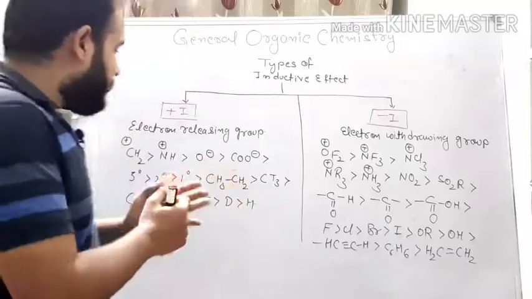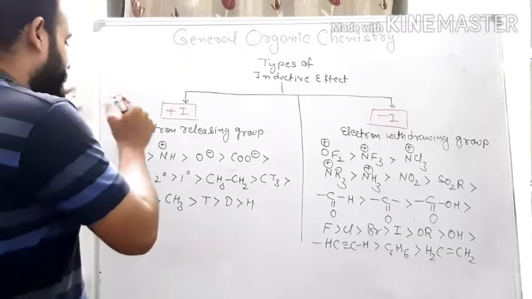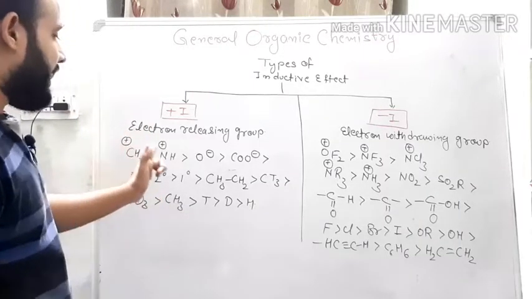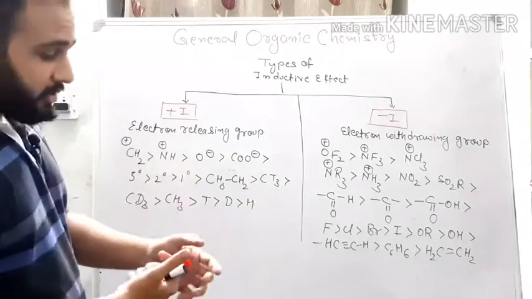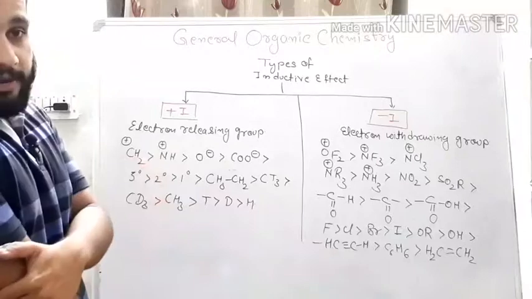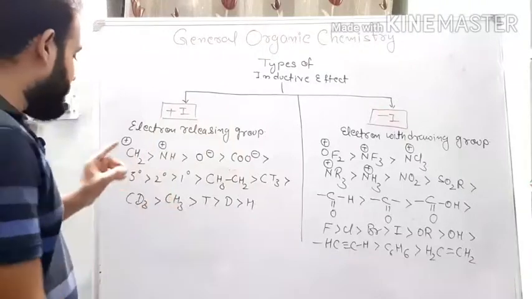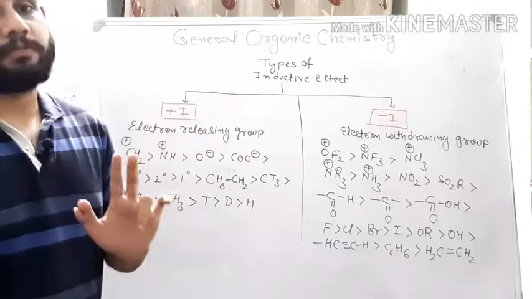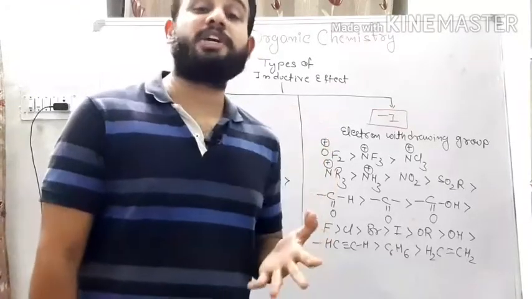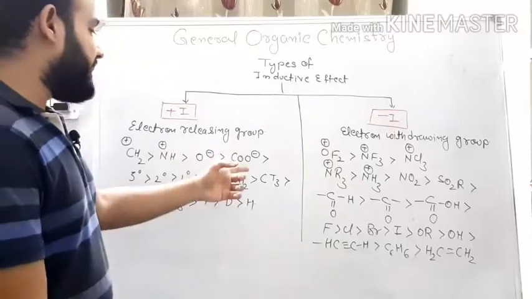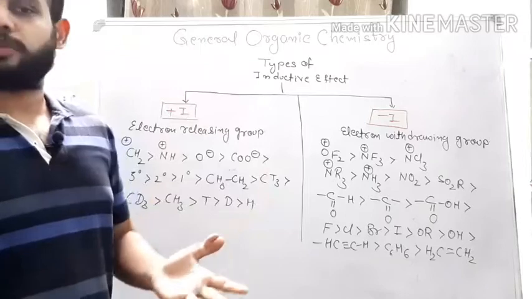Now these are some examples of plus I and minus I groups. When you talk about plus I groups: CH2 minus, NH minus, O minus, COO minus, and 3 degree, 2 degree and 1 degree carbocations. These are carbocations: tertiary, secondary and primary. And CT3, CD3 and CH3. T means tritium, D means deuterium and H means simple hydrogen. You know that the heavier the isotope, the higher will be its inductive effect or plus I effect. Tritium and deuterium are isotopes of hydrogen.